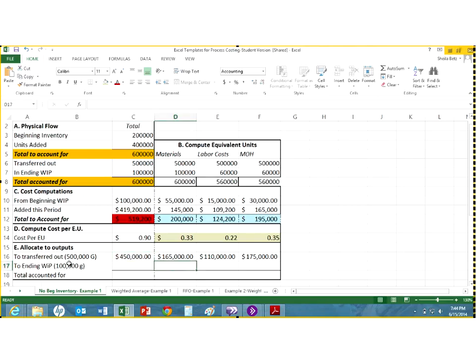So now let's calculate how much money we have in those 100,000 grams. Once again, I have 33 cents in every equivalent unit, but I only worked on 100,000 of the equivalent units in ending inventory. So I have $33,000 in material cost in the ending inventory. Labor cost, we have 22 cents for every equivalent unit, but I only worked on 60,000 equivalent units in ending inventory. So that comes to $13,200.